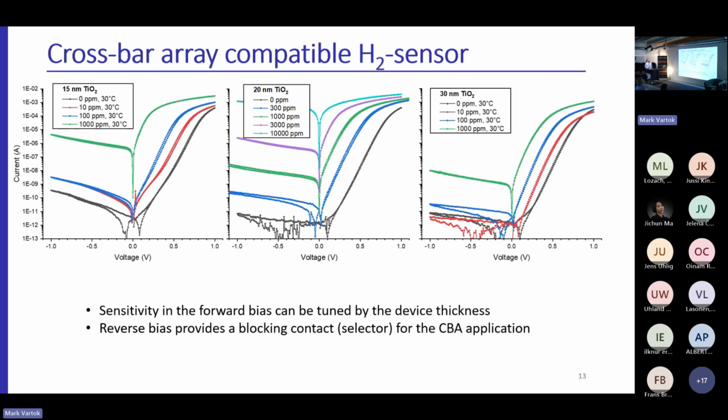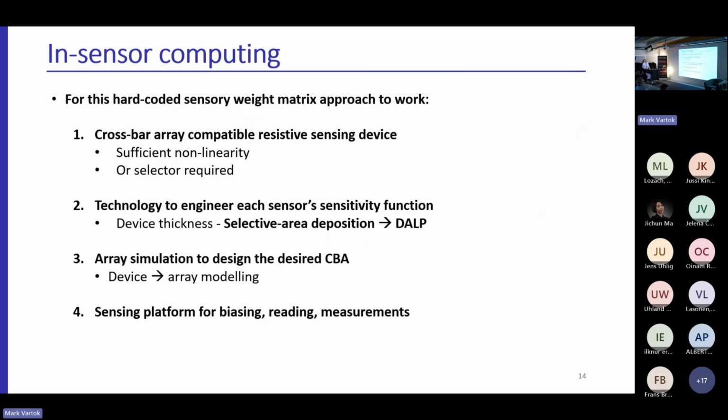We found out the answer is yes. Changing the thickness with ALD is super easy. From 15, 20, and 30 nanometers of titanium oxide, you get different responses at these small sensing voltages. So that's the first good thing, that it works. Now we're going to look at how to engineer these sensors using DALP.